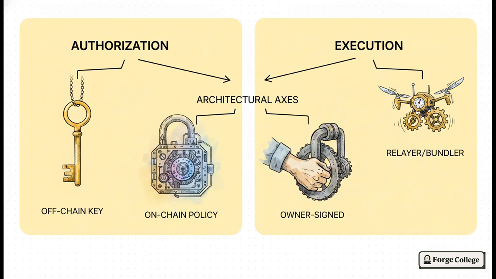First up, where does the authorization live? Are we talking about just a simple private key sitting off-chain, or are there complex on-chain policies dictating who can do what? And second, who actually executes the transaction? Is the owner signing and paying for the gas directly, or is a third-party relayer or bundler executing the whole thing on their behalf? Just keep in mind, every single smart wallet you will ever encounter is really just a different combination of these 2 axes.